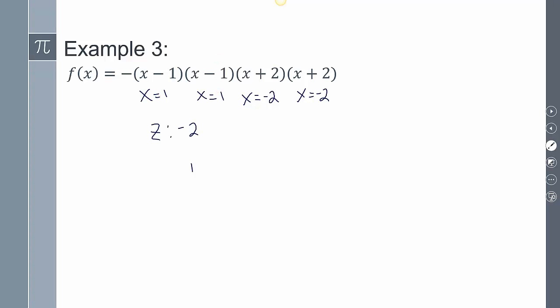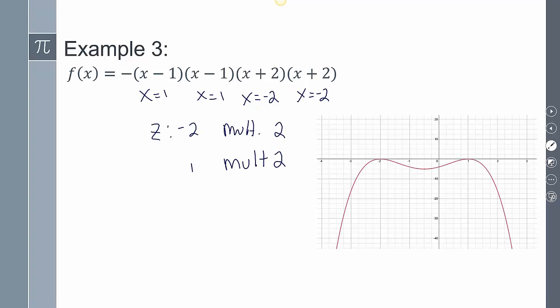My zeros: 1, 1, -2, and -2. So I only have 2 of these, so my multiplicity is 2. I only have 2 of these, so my multiplicity is 2. So let's look at a picture of that.